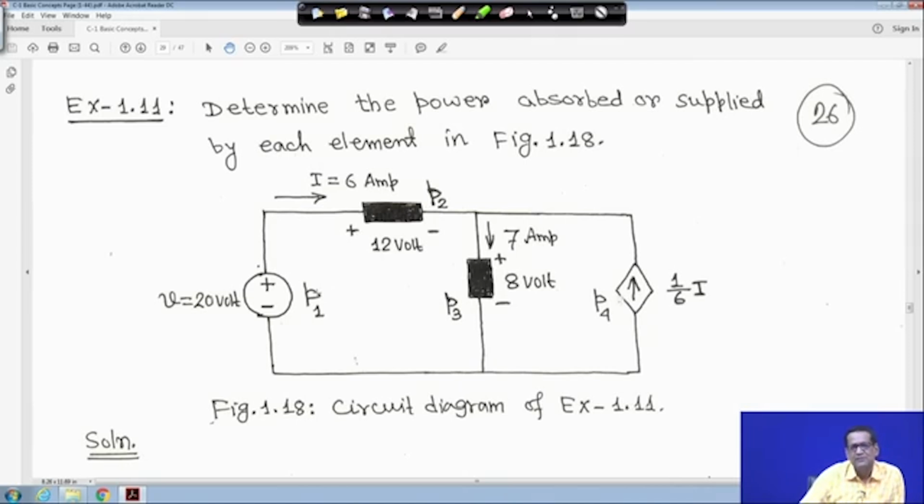Power supplied must be equal to power absorbed. If you see something is not matching, then somewhere something has gone wrong in the calculation. Now, this is some element, and plus minus polarity has been marked.